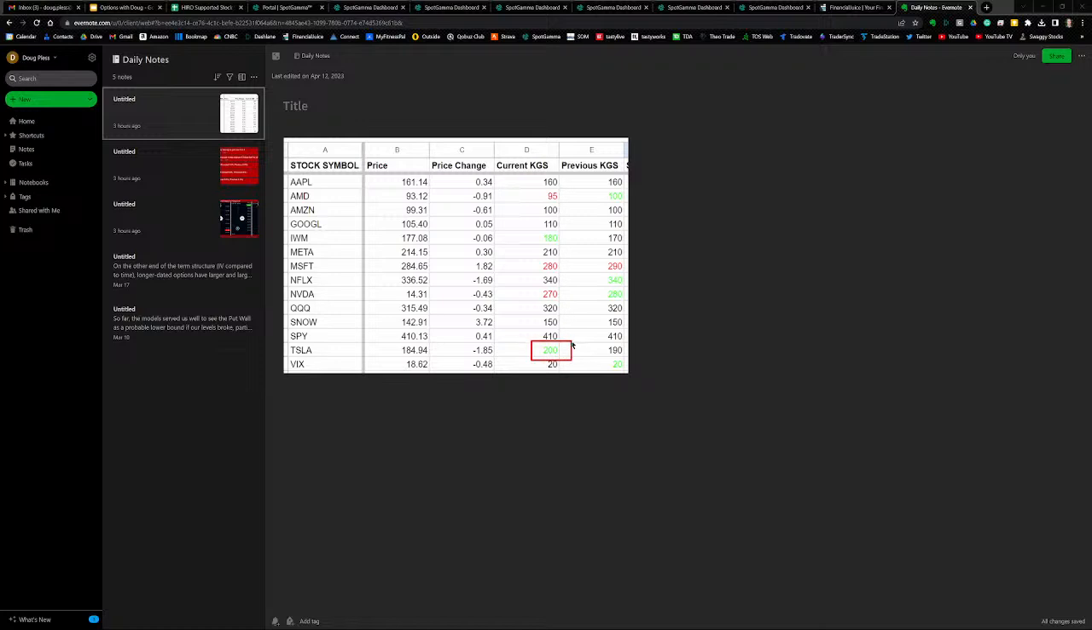Green means that number increased from the previous day. I interpret that as bullish. And then red indicates the number decreased from the previous day, and I interpret that as bearish. So in the case of a rising key gamma strike, that means traders are positioning themselves in the options market for higher prices. And on the other side, a red number, a decreasing key gamma strike, indicates that traders are positioning themselves in the options market for lower prices.